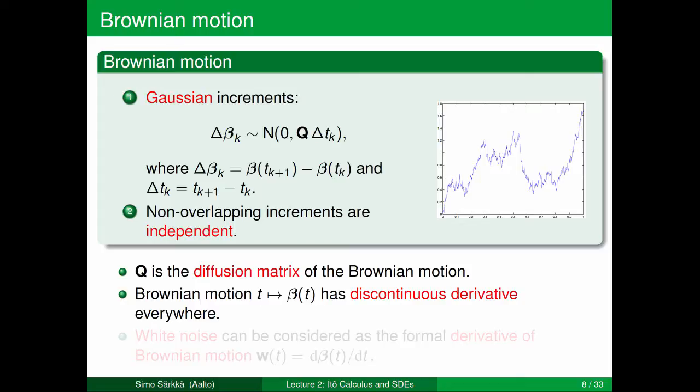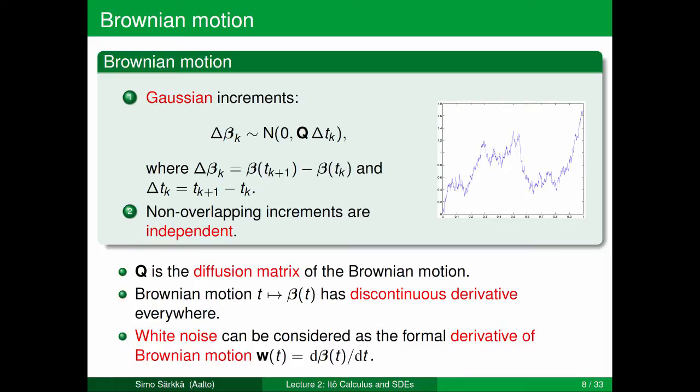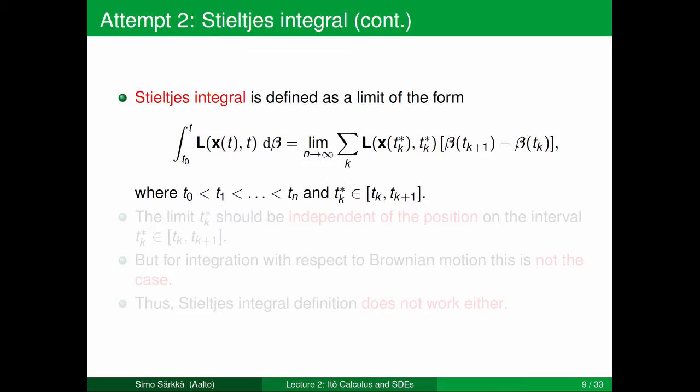The Brownian motion process as a function of t has a discontinuous derivative everywhere, in the same sense as white noise was discontinuous everywhere. But here β only has a discontinuous derivative, so it is actually still a continuous process. And the connection to white noise is that white noise can be considered as the formal derivative of a Brownian motion. So when Brownian motion has a discontinuous derivative everywhere, it means that the derivative, which is the white noise, is discontinuous everywhere. So using this defined process, let's now attempt to define our integral as the Stieltjes integral.